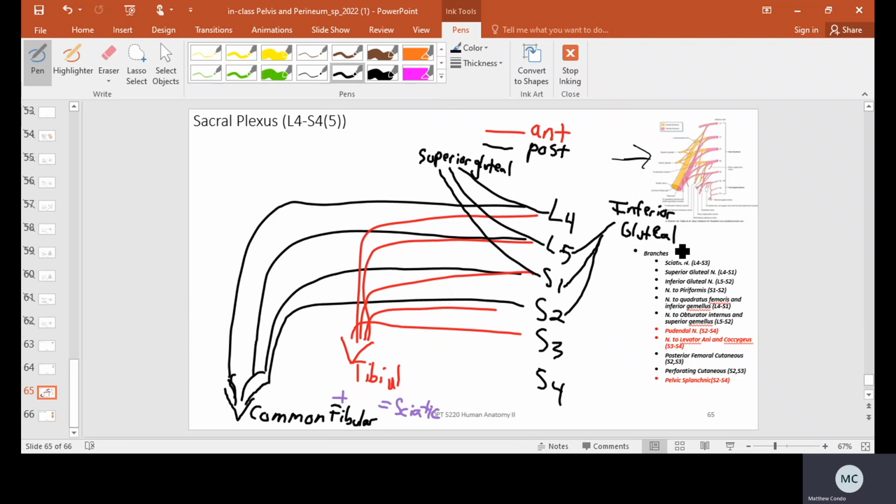Okay, again, posterior aspect. My nerve to piriformis, because piriformis gets its own nerve, comes off of S1 and S2.